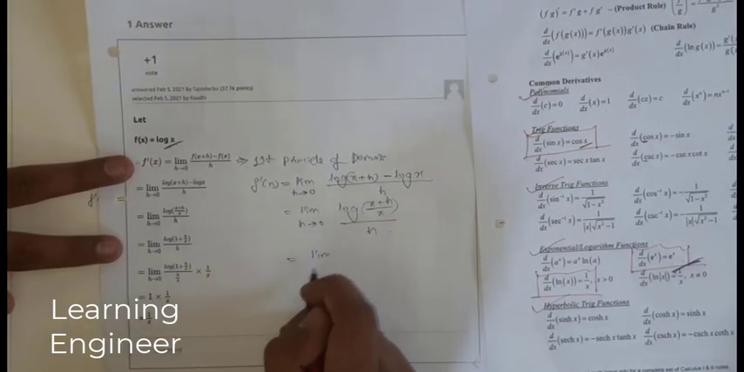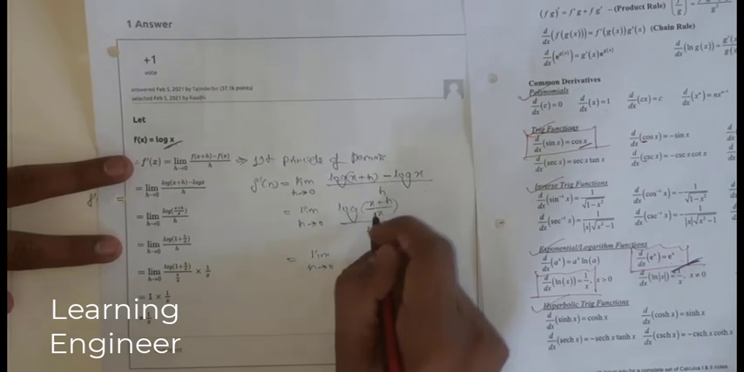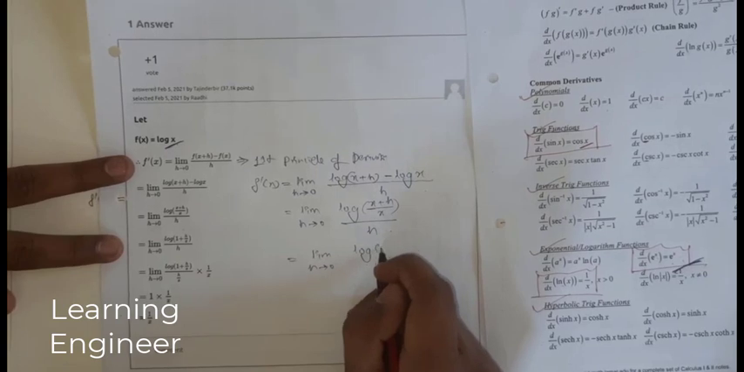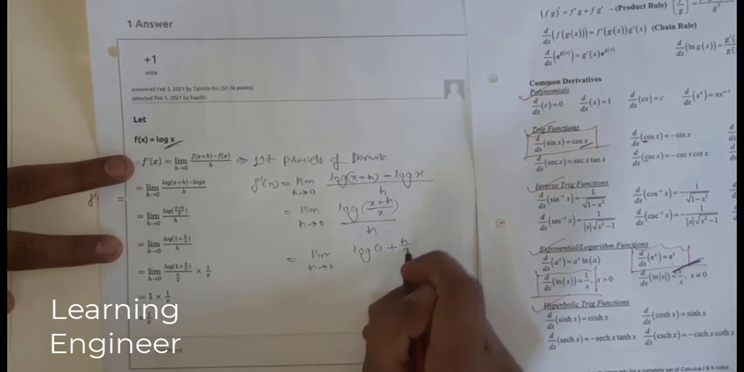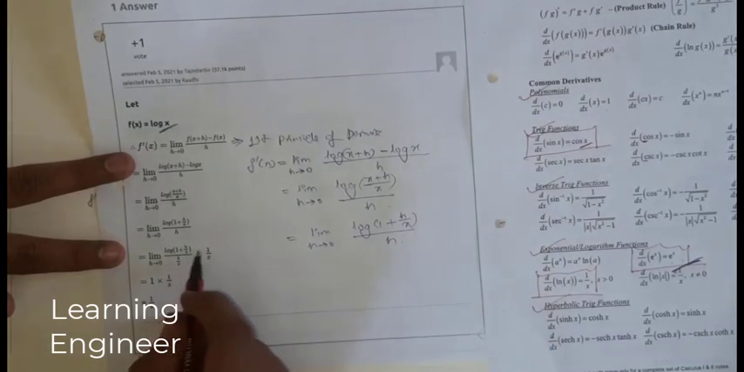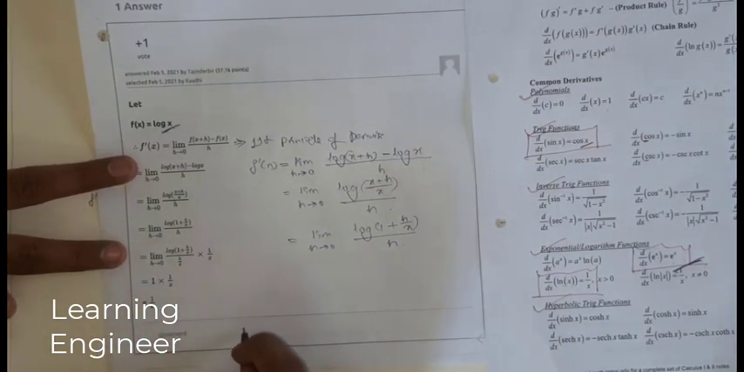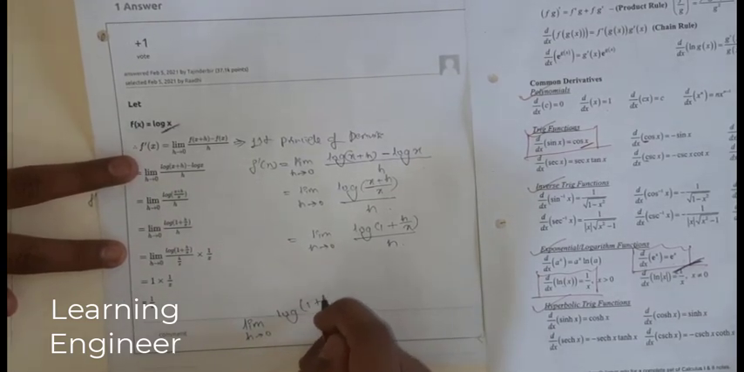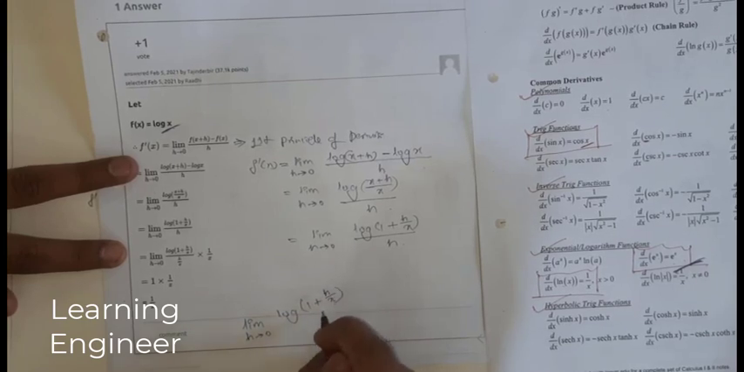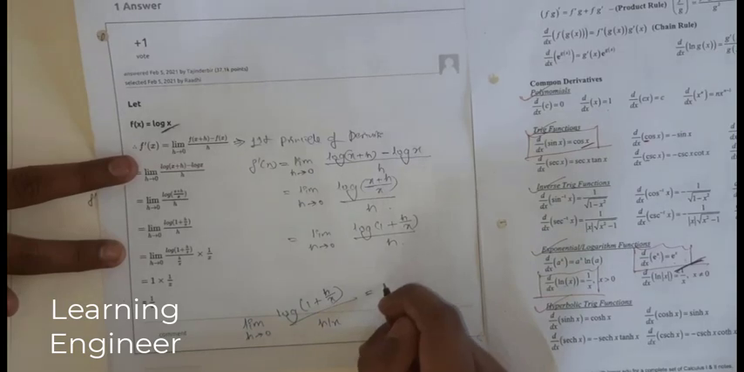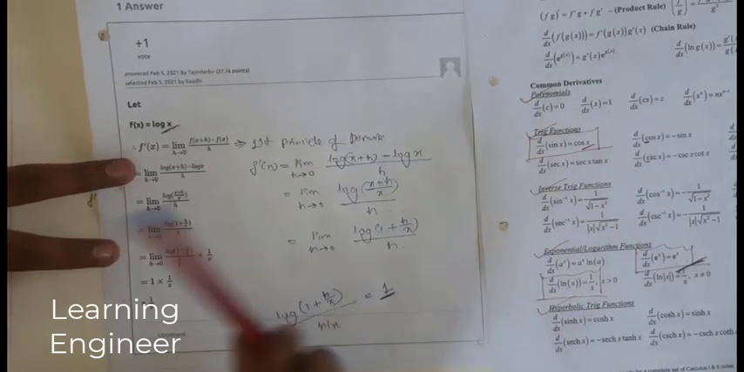Now limit h tends to 0. When we separate this particular term, what we will get is x upon x, that is 1, plus h by x, whole divided by h. We know this standard formula: limit h tends to 0, log of 1 plus h by x, whole divided by, if you have this same term h by x, then this will be equal to 1. This is the standard concept that we know.